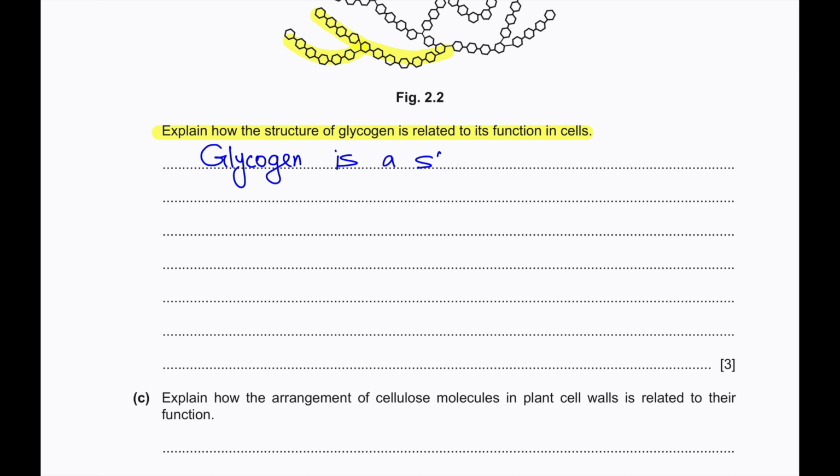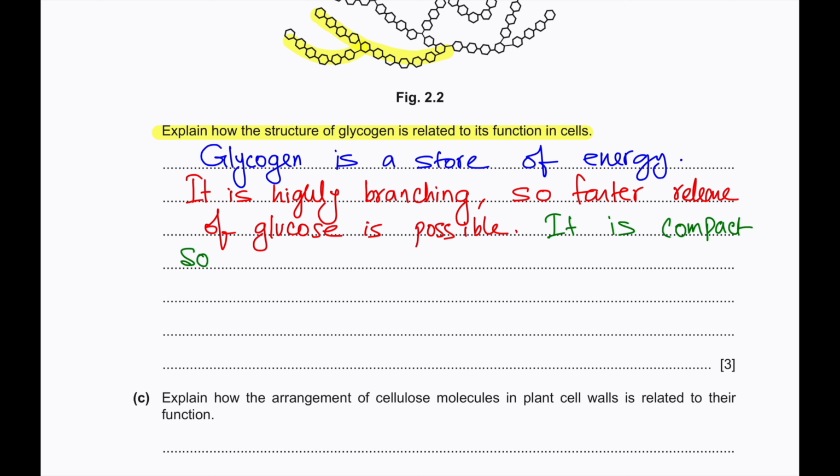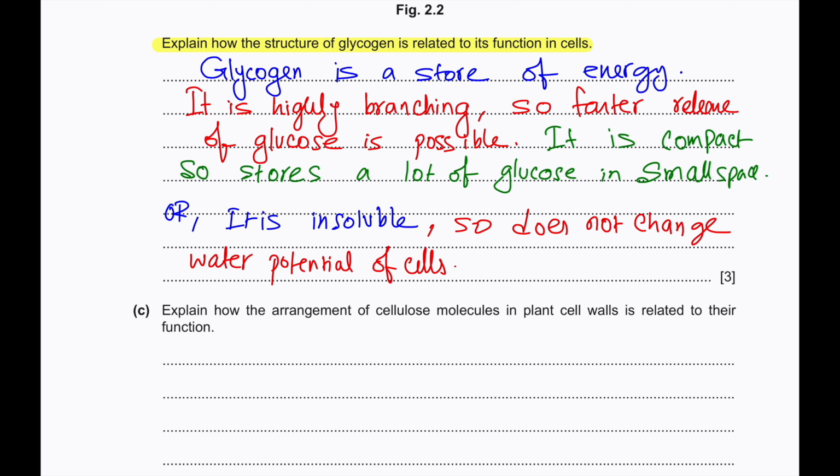So the answer can be written as follows. Glycogen is a store of energy and it is highly branched, so faster release of glucose is possible whenever needed. It is compact, so it stores a lot of glucose in a small space. Now this makes it 3 points, so we'll get the full marks. However, there are 2 more added points which you should only write if you cannot write the first 2 points or if you forget them, which is it is insoluble, so does not change water potential. Now write any 3 points to get the full marks.